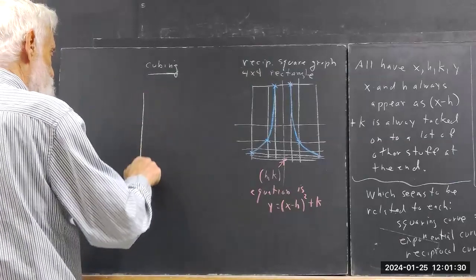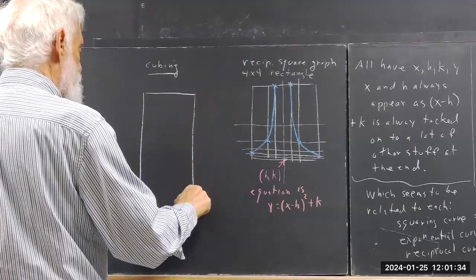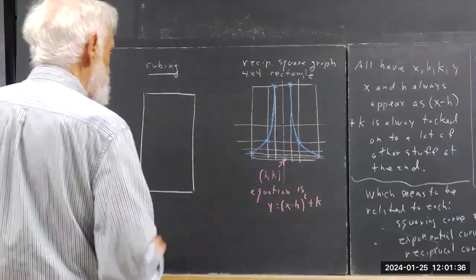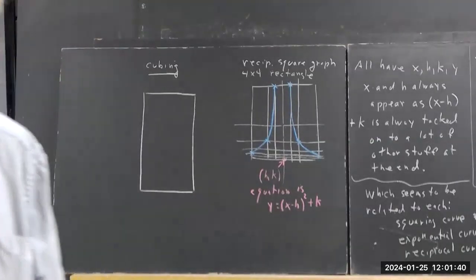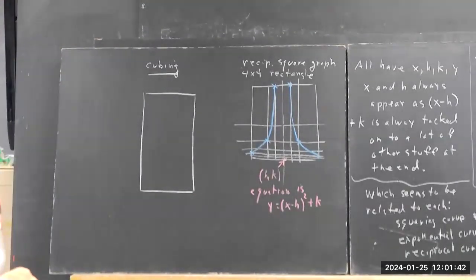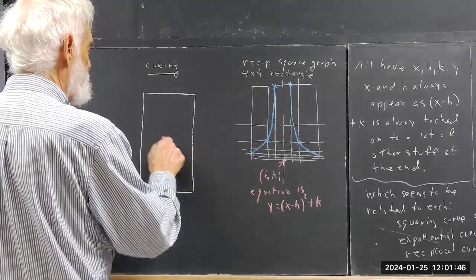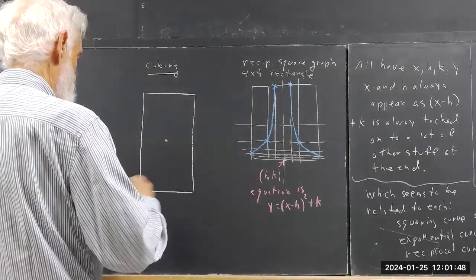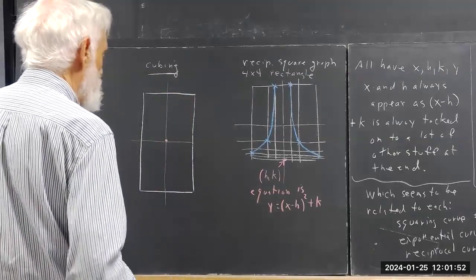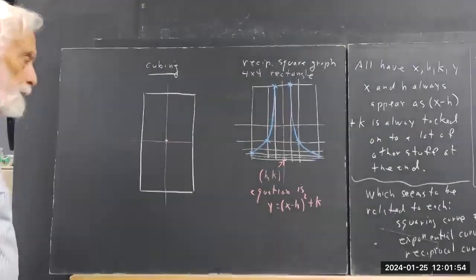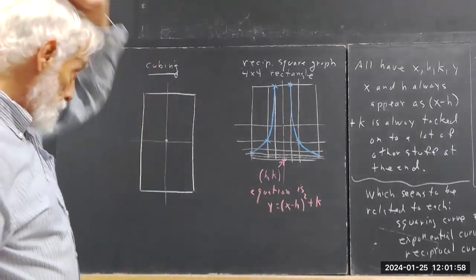I'm going to make kind of a tall rectangle. It has to be tall because of what you're going to do with this for the cubing function. Red dot in the center. We'll always do lines through the red dot, always lines through the center of the rectangle.